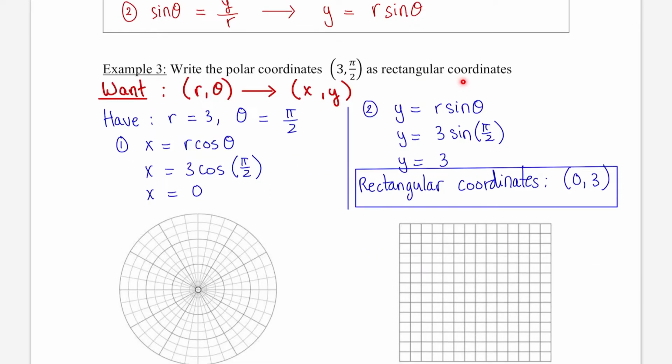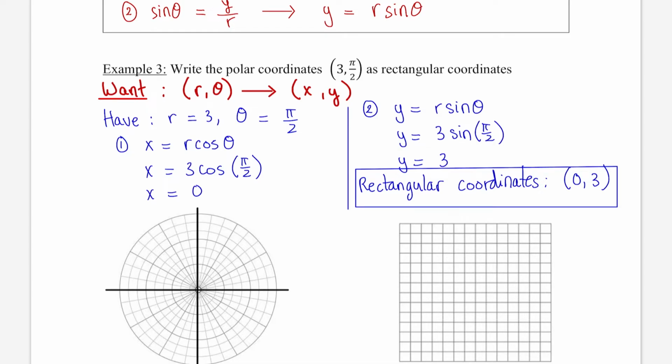In this question, they only ask you to convert from the polar coordinates to the rectangular coordinates. They didn't ask you to plot the points on the graph. However, I am including the polar grid and the rectangular grid right here so that we can plot the point on and compare them.